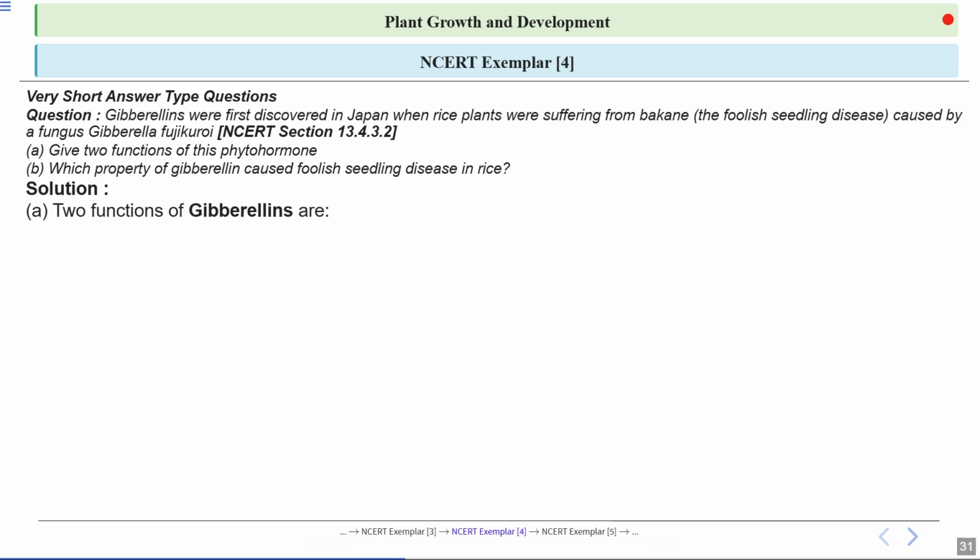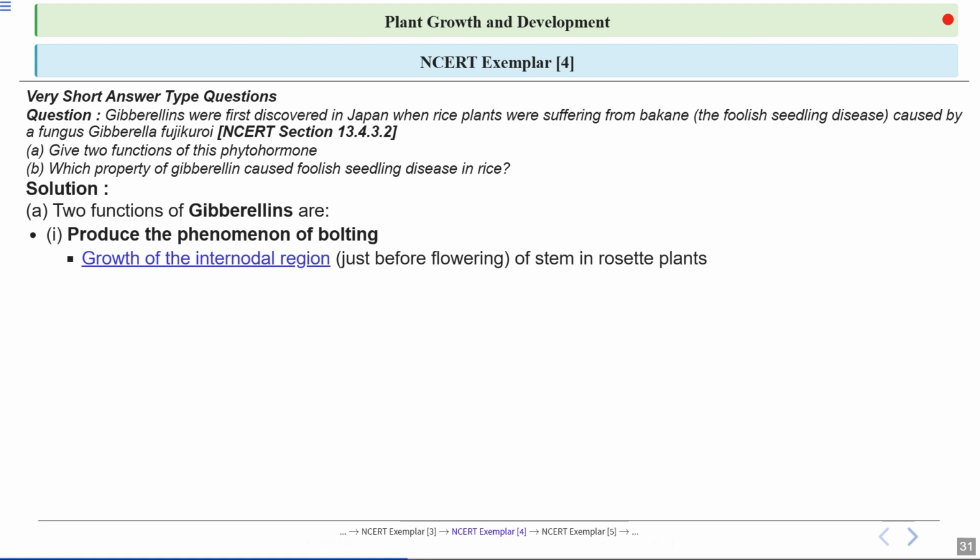So there are two functions of gibberellins. Let us see them. It produces the phenomenon of bolting, very important: growth of the internodal region just before flowering of the stem in rosette plants. And second is the induction of seed germination, right? Here it breaks bud and seed dormancy. The bud dormancy will break and seed dormancy will be broken, inducing seed germination.